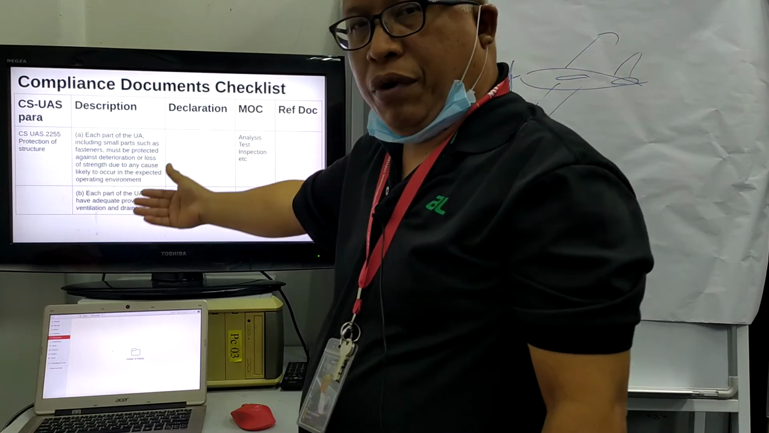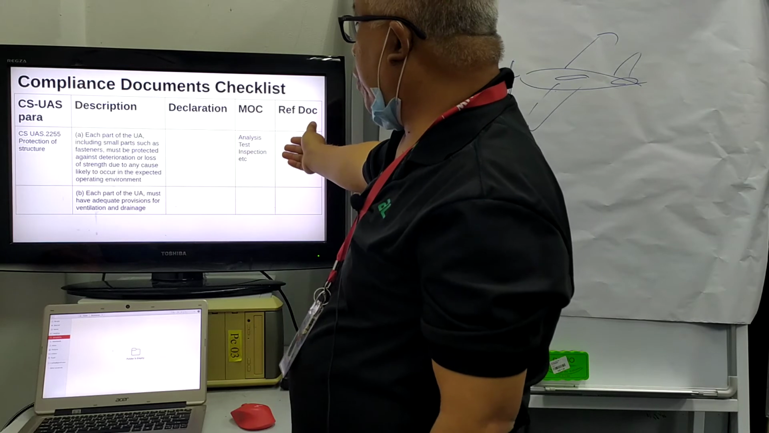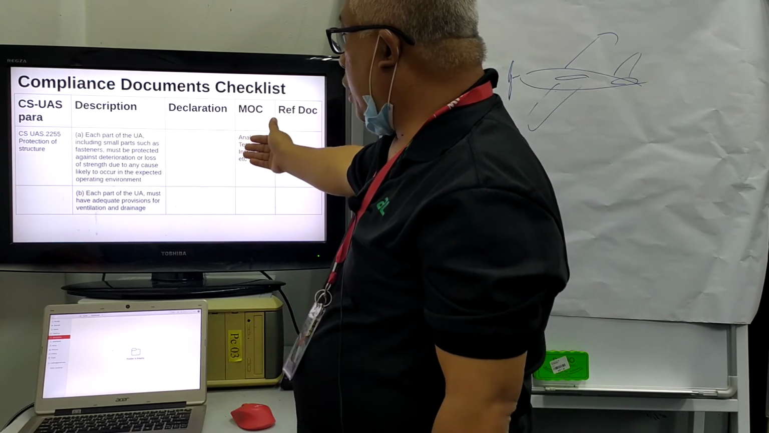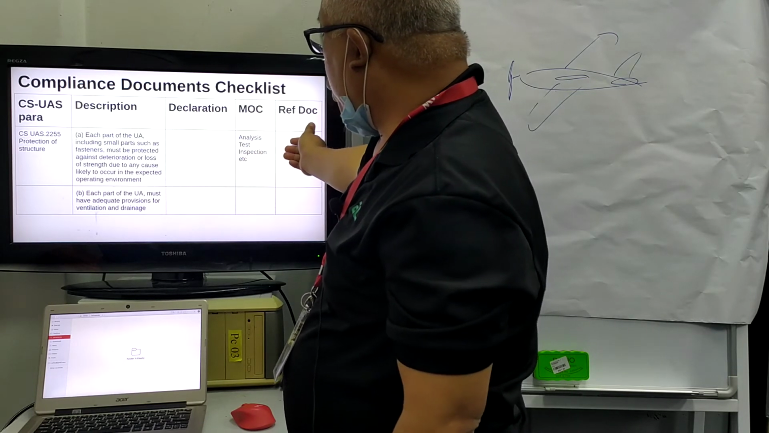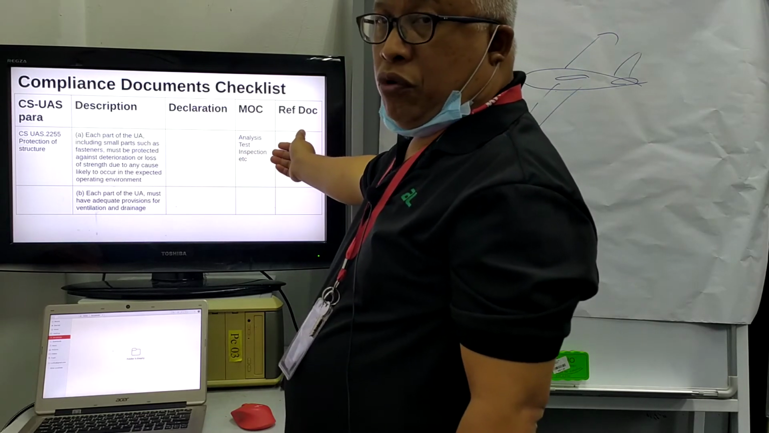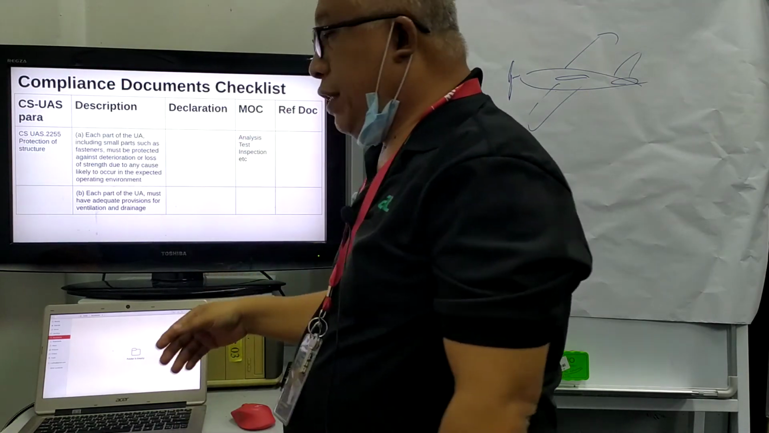Okay, the drawing will state what the coating requirement is. And then here, reference document. What are the reference documents? If you say drawing, it explains the coating requirement, for example, the cadmium plating. And in the reference document, there should be a test to show the reliability of this coating requirement. So that is the correct compliance checklist document.